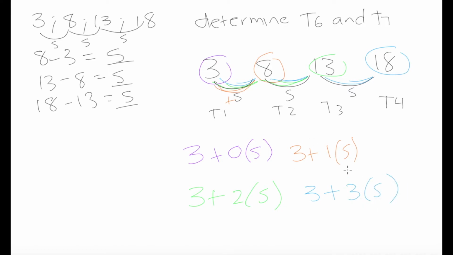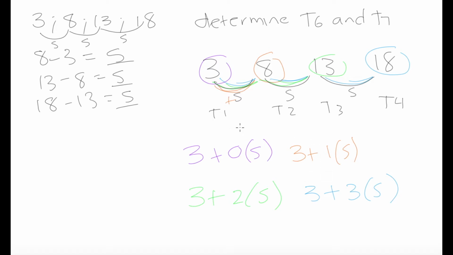And we can confirm that this is correct. We know that we did this here. 3 plus 0 times 5 is just 0, so this is just 3. 3 plus 5 is 8. 3 plus 2 times 5. 2 times 5 is 10, plus 3 is 13. 3 times 5 is 15, plus 3 is 18. So this formula, we know that this does work for each of these terms.